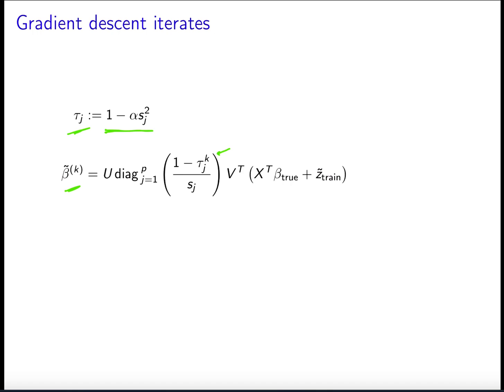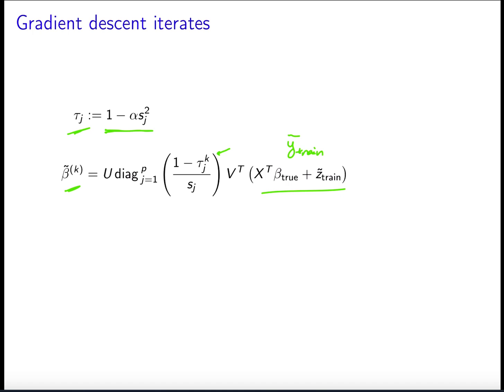In order to alleviate notation, we're going to call this tau j. So this is the expression that we have derived for the gradient descent iterates, except that, well, here this would be y. But in our linear model, this is our expression for the training data. So now we're going to see how this estimator looks. Again, just to emphasize, this is the estimate that we obtain if we run gradient descent on the training set, and we stop at the kth iteration.